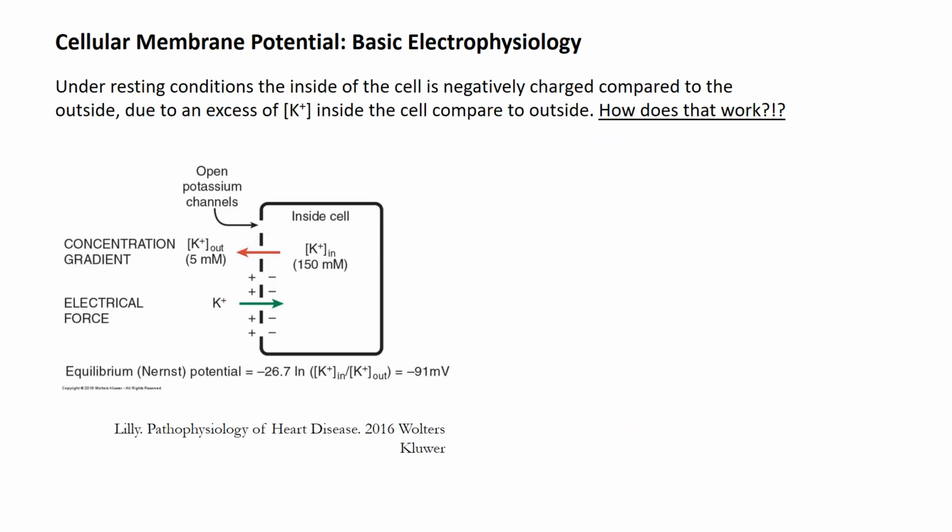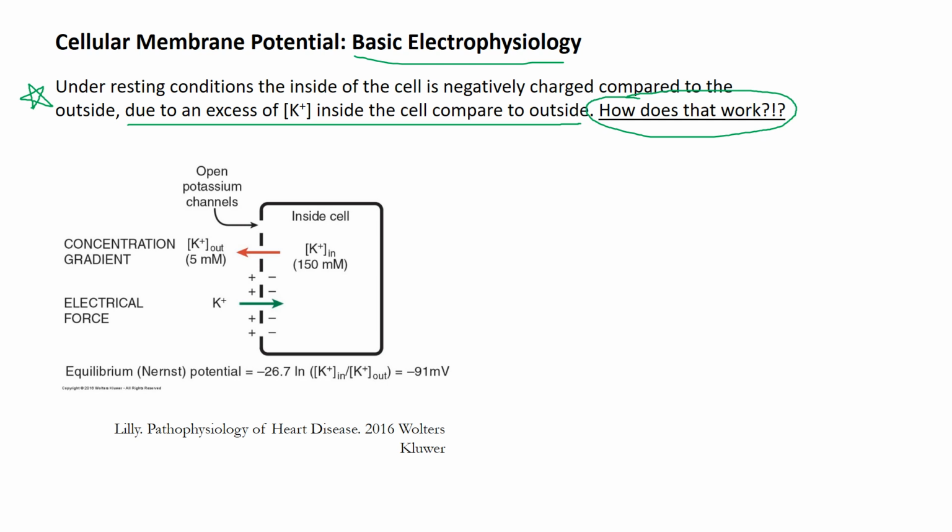So I want everybody to start with a pretty solid grounding in basic electrophysiology. You might recall that under resting, non-excited conditions, a muscle cell has a negative electrical potential on the inside compared to the outside. That negative potential is due to an excess of positively charged potassium ions. Now, on the face of it, that sounds counterintuitive and kind of confusing, right? So if you're confused, that's okay. Let's just take a minute to get things straight.